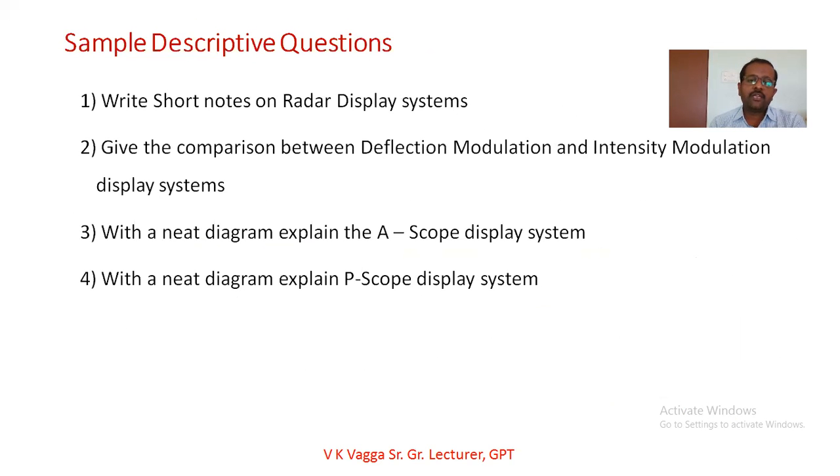If you take the possible questions as per this concept, he may ask you to write short notes on the radar display system, or to give the comparison between deflection modulation and intensity modulation, or to explain the A scope display with a neat diagram, or to explain the PPI indicator with a neat diagram. He may also ask you to explain the differences between the A scope and the PPI. Again, it's nothing but the differences between the deflection and the intensity.